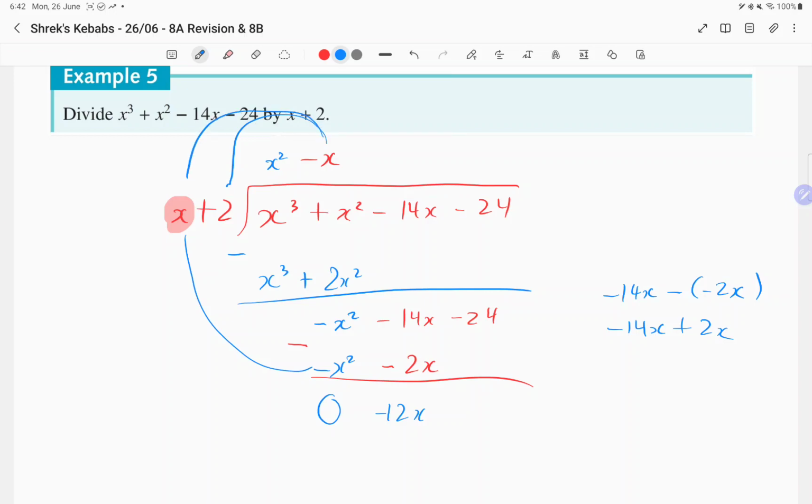So remember, it's like the rainbow thing. You multiply to both of them. You multiply to x, you get the x squared, so you align that with x squared. When you multiply that with 2, you get negative 2x, so you align that with the x term only, so that there will be like terms and you can do the subtraction. So negative x squared minus negative x squared would just be 0. And then this one is negative 12x. The negative 24 drops down again.